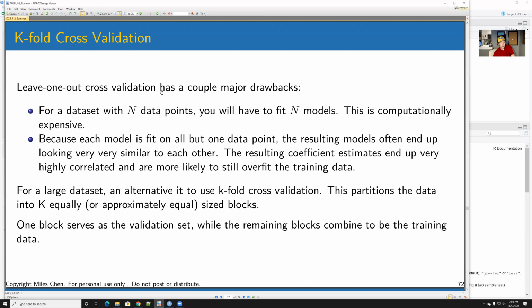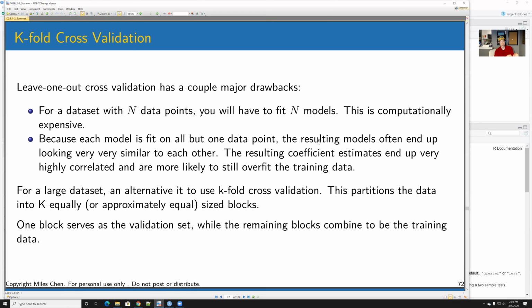So leave one out cross-validation has major drawbacks, right? You have to fit n models, which is computationally expensive if you have a very big data set. And another problem is that because all of the models are fit on all but one data point, the resulting models end up looking very similar to each other. The resulting coefficient estimates end up being highly correlated, and you can still overfit the training data. So for a large data set, the alternative is to use k-fold cross-validation.